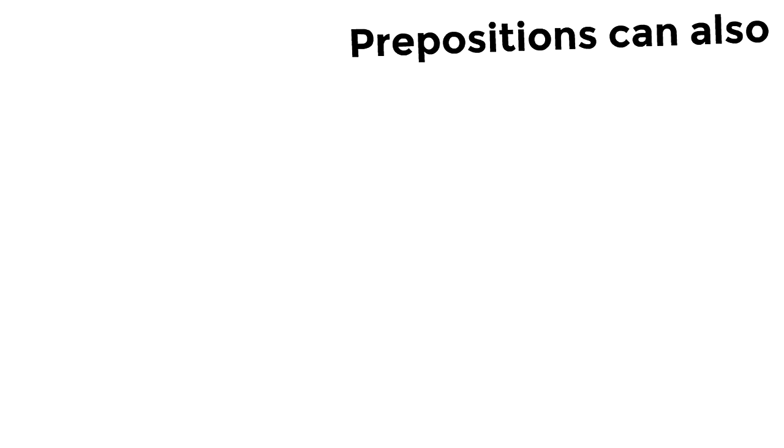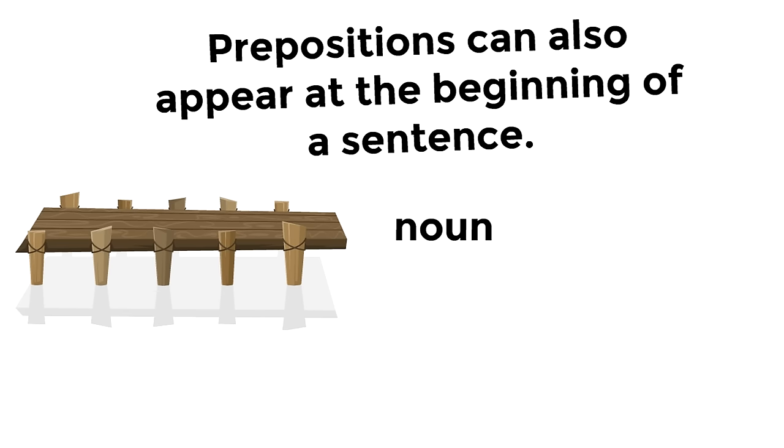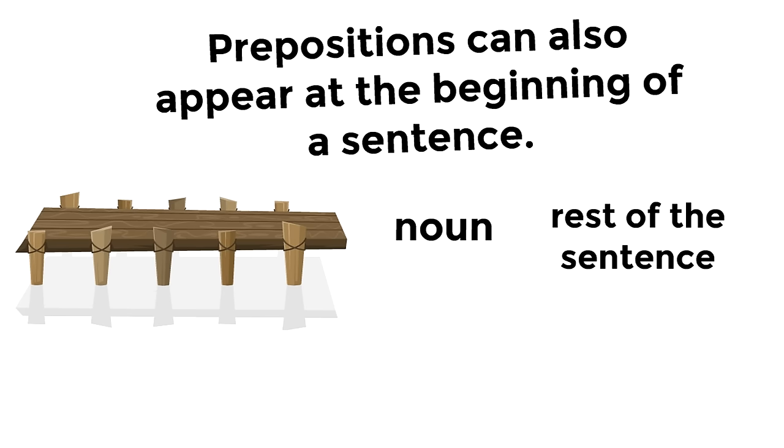Now here's something that can be tricky. Prepositions can also appear at the beginning of a sentence. The preposition still has a noun coming after it, and then there's the rest of the sentence, but the preposition is still connecting the noun to the rest of the sentence. Let's show you with an example. All right, here we go.